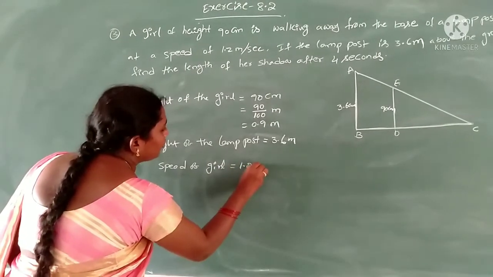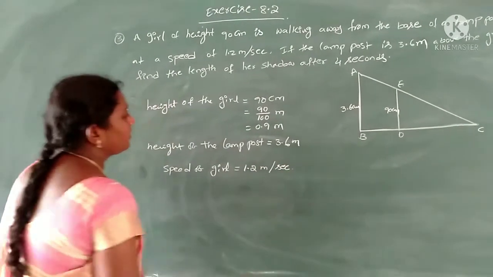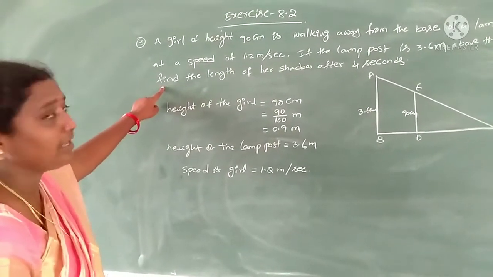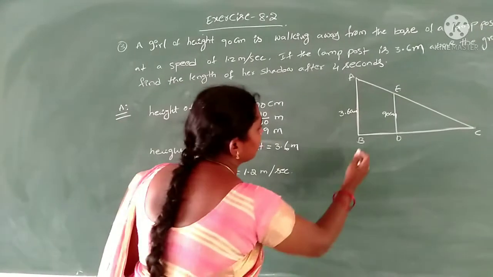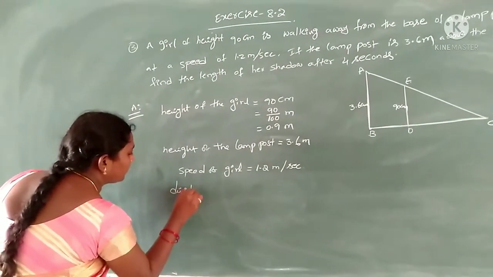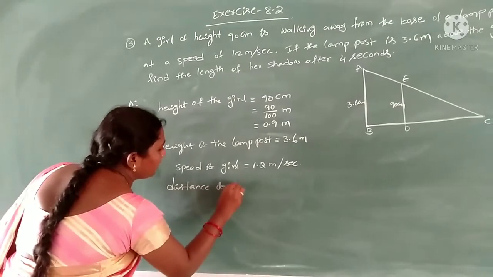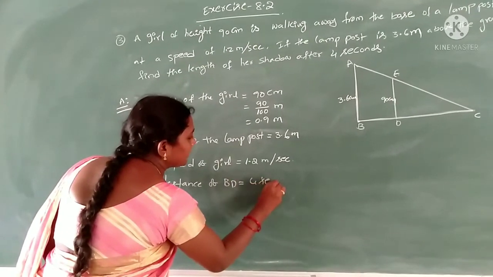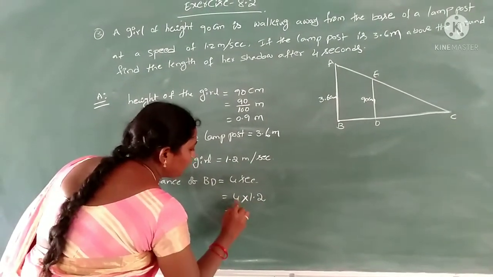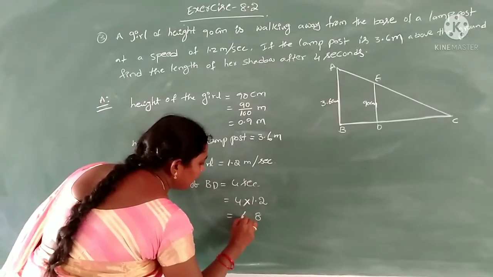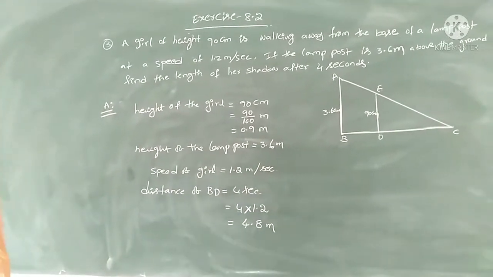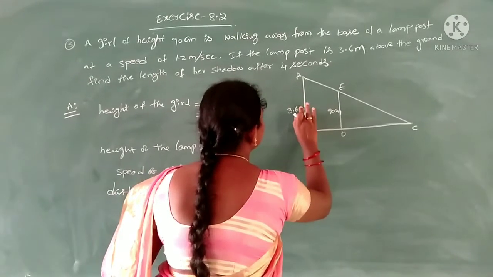Speed is equal to 1.2 meters per second. The girl walks away for 4 seconds, so the distance BD equals 4 times 1.2. Four twos are 8, four ones are 4, so BD is 4.8 meters.